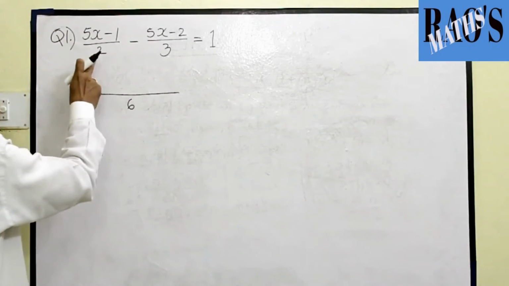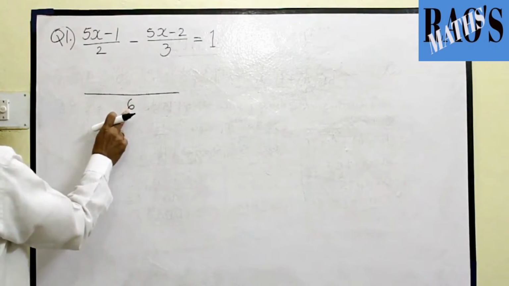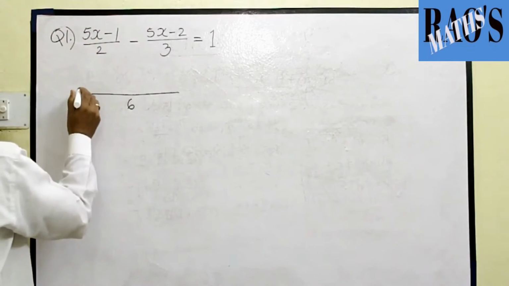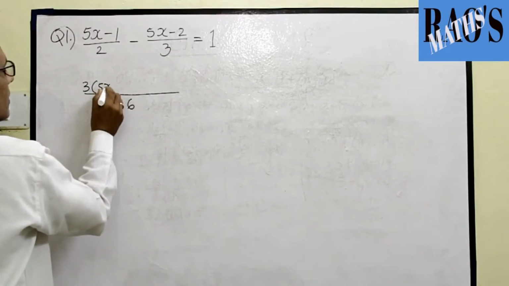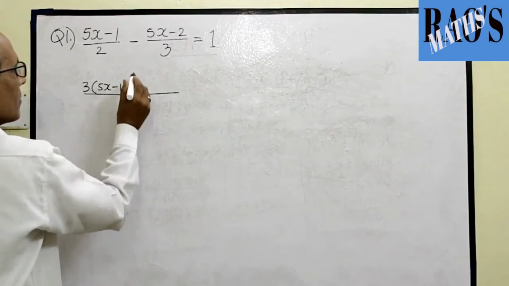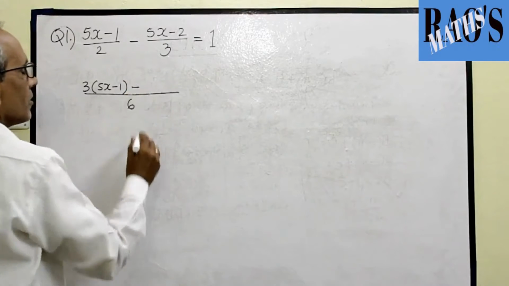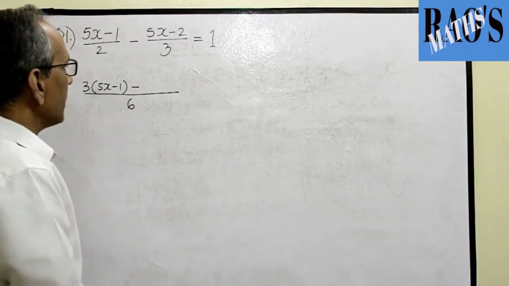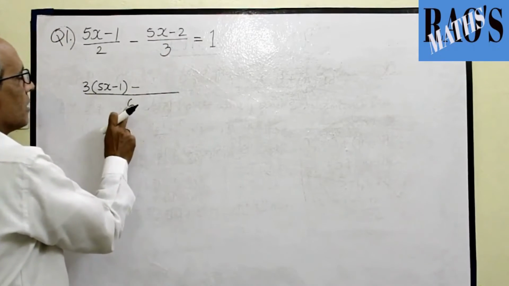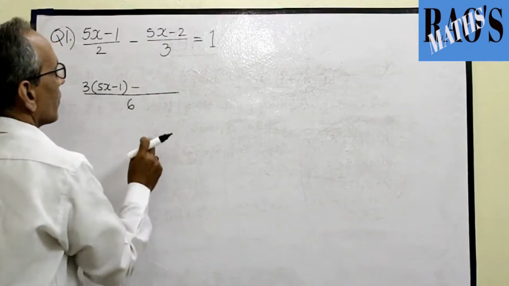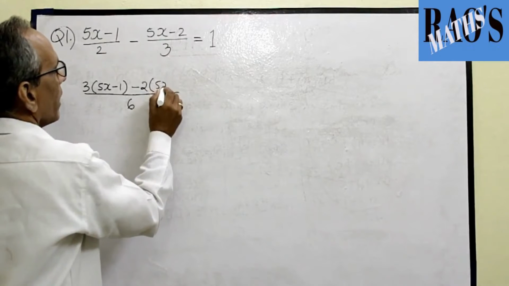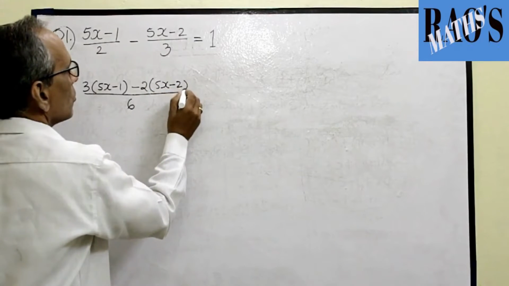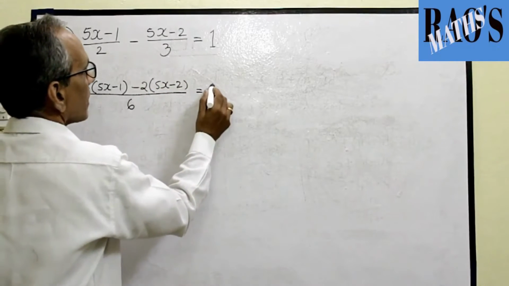Now, 2 goes into this 6 three times, so 3 times of this numerator. So 3 of 5x minus 1. Operation minus between the fractions. And next, 3 goes 2 times, and 2 times of the second fraction numerator, that is 2 of 5x minus 2, is equal to 1.